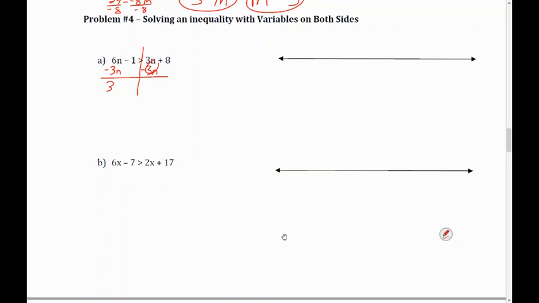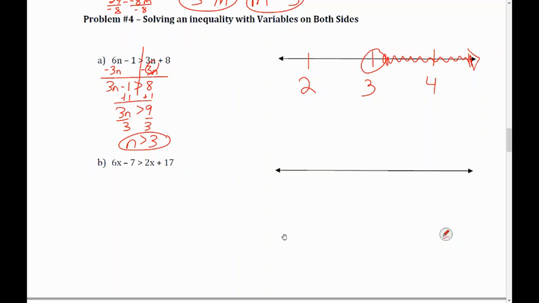That leaves us 3n minus 1, which is greater than 8. We add 1 on each side. We have 3n is greater than 9. Divide each side by 3, and n is greater than 3. We take that over here. We put 3 in the middle, 4 to the right, 2 to the left. We circle the 3, and again, we're not shading it in because it doesn't include the 3. So we shade to the right side.